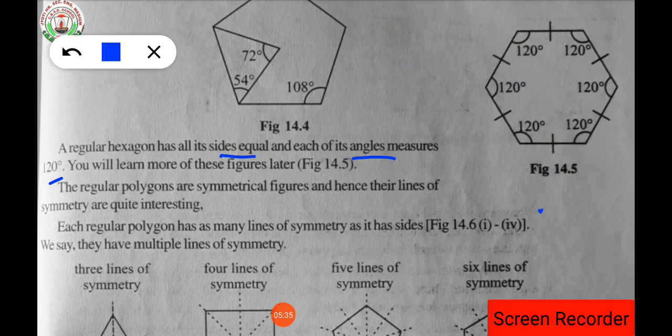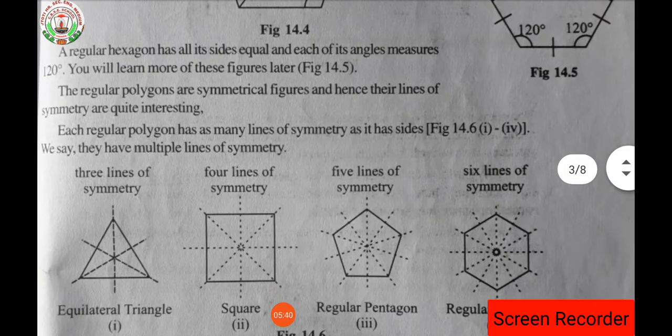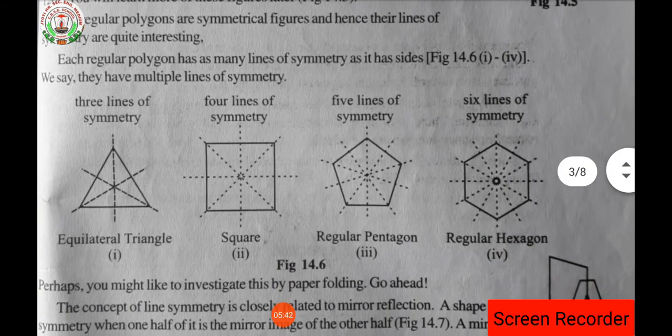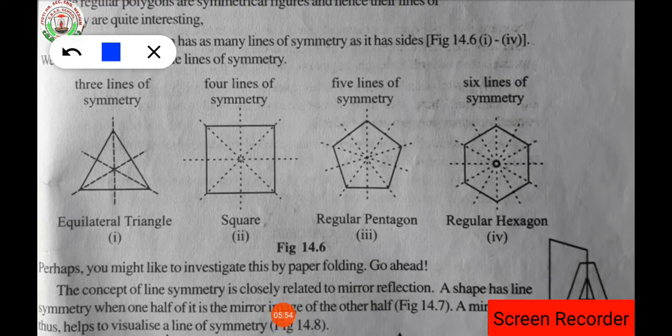Now let's see one by one the different kinds of lines of symmetry in different polygons. Here we have the triangle, a three-sided polygon known as a triangle. Yesterday in the previous video I explained the triangle. In an equilateral triangle we always have three lines of symmetry. This is an equilateral triangle.